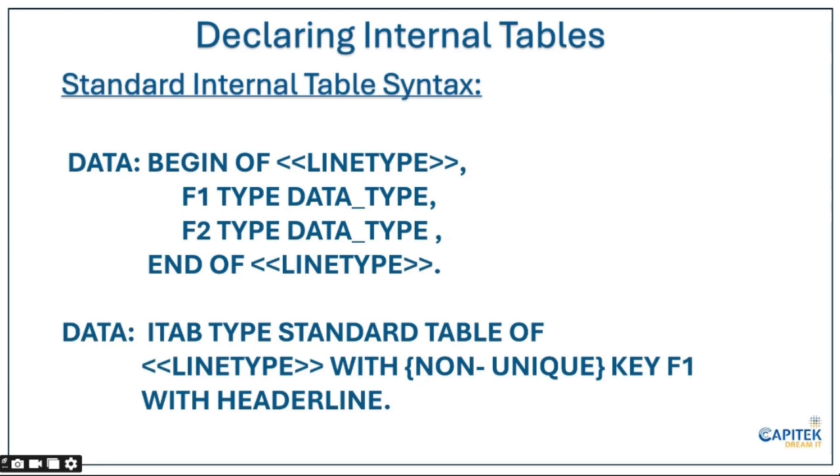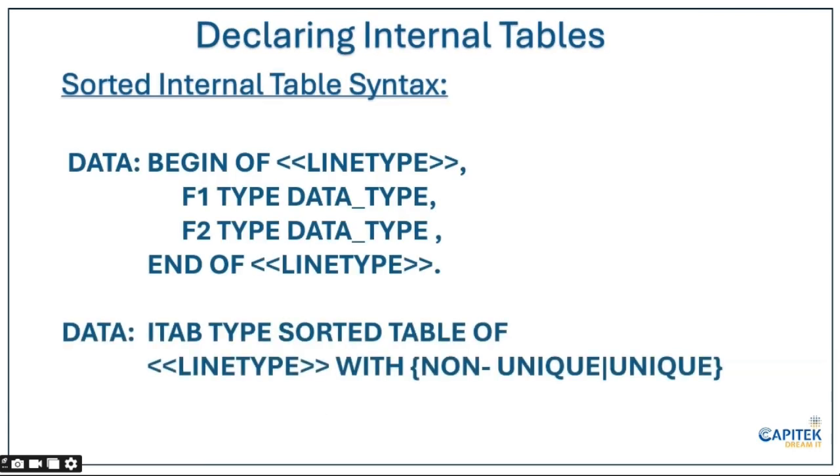This is with respect to the header line, and the syntax will change for without header line, where the internal table name and work area name are different. There will be some slight difference in that. We'll see that in the example when we start. So this is the syntax of the standard internal table. Now let's look into the sorted internal table.